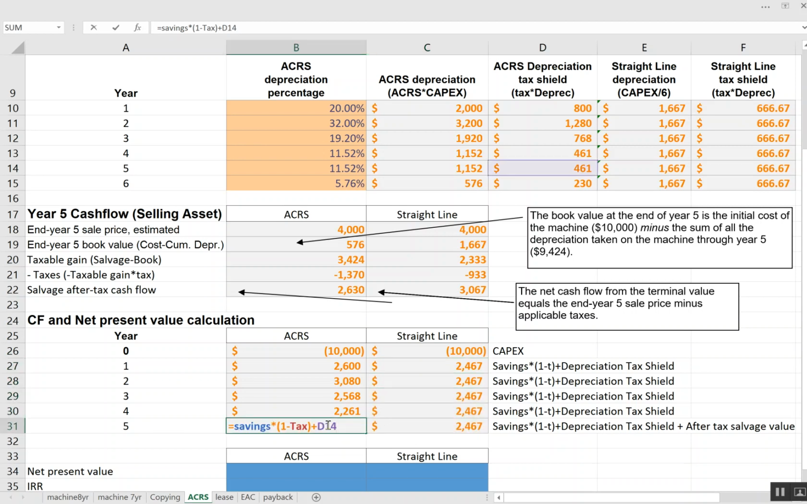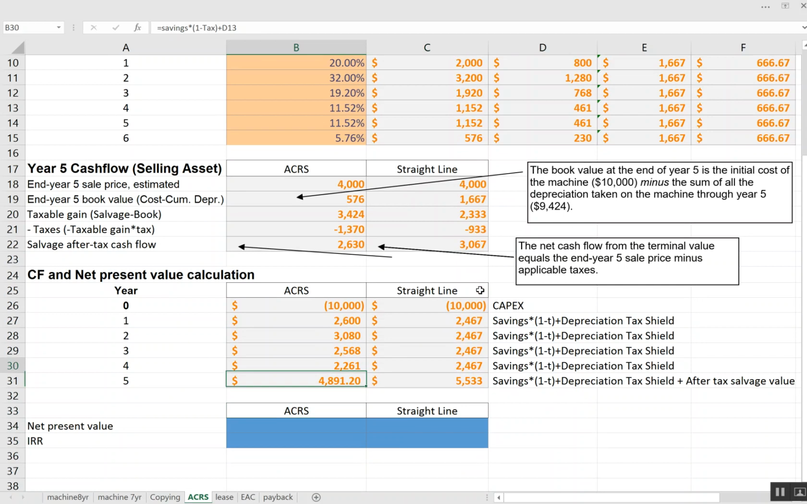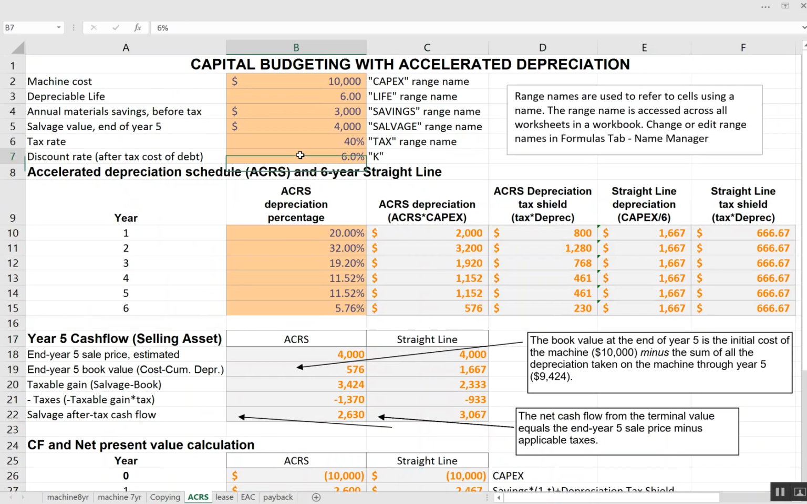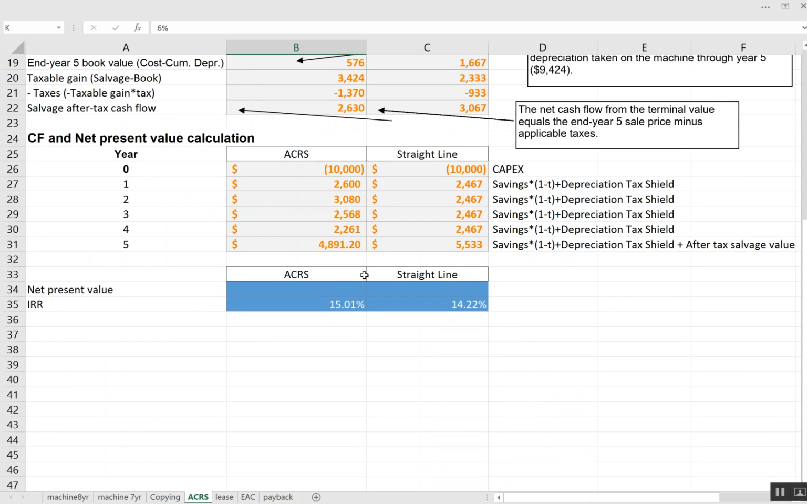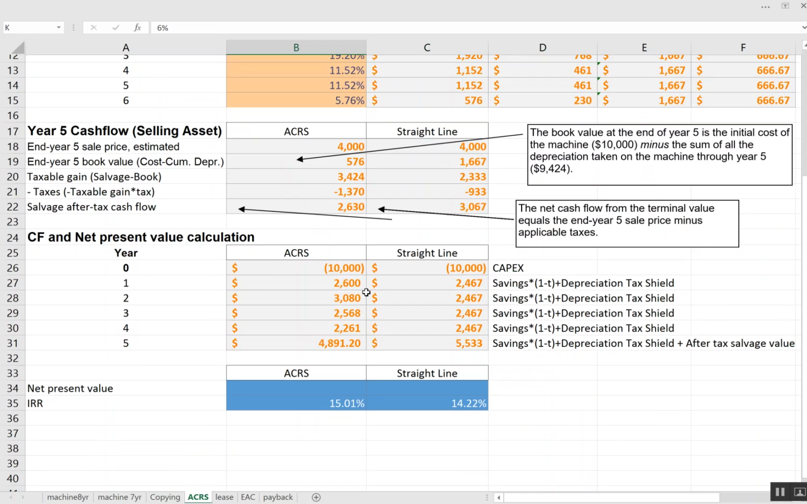And then the last thing I want to do is add my after-tax salvage value. So these are my cash flows for this machine, either doing accelerated or straight line. I can calculate my IRR, that's always the easier one. 15% and 14%. Now my after-tax cost of capital here is 6%, so it looks like we're going to do these projects. Looks like they're going to have a positive NPV.